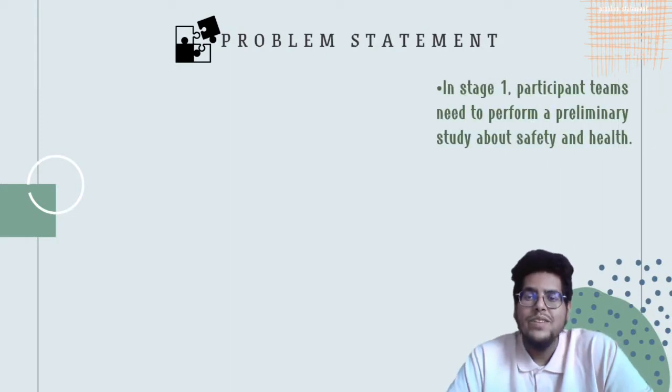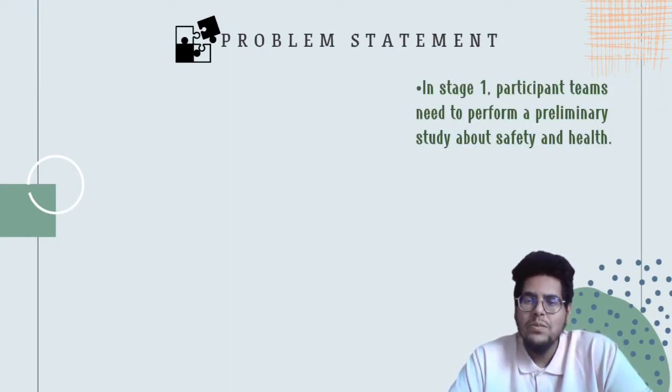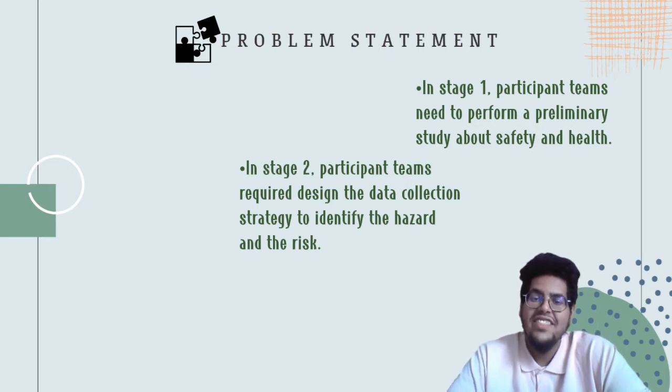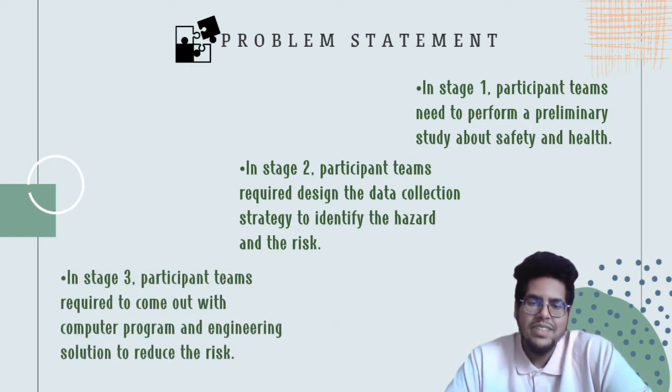Problem statement. In stage 1, participant teams need to perform a preliminary study about safety and health. In stage 2, participant teams are required to design the data collection strategy to identify the hazard and the risk. In stage 3, participant teams are required to come up with a computer program and engineering solution to reduce the risk.